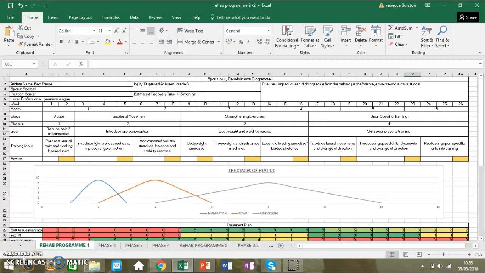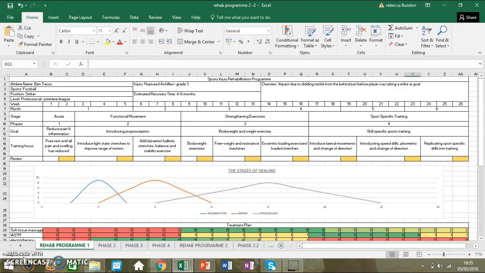This is my 15.4 sports rehabilitation program. So my athlete is Ben Trevor and his sport is football. He's a striker who plays at professional level in the Premier League. As seen in his notes, his injury is a grade 3 Achilles tendon rupture.